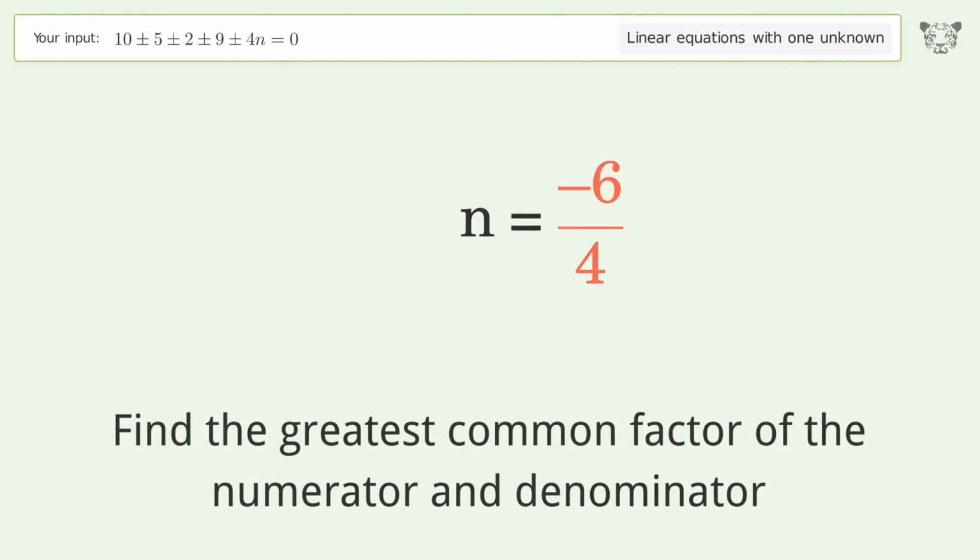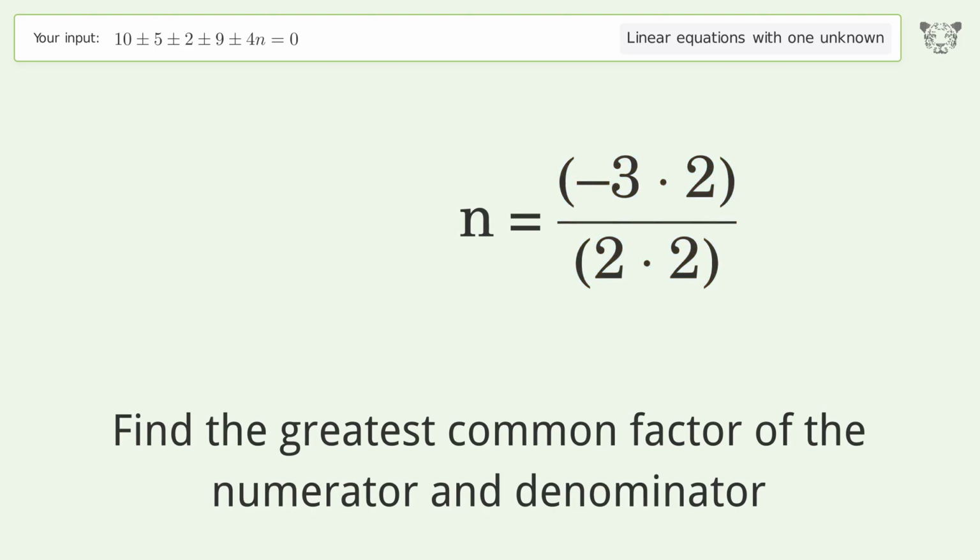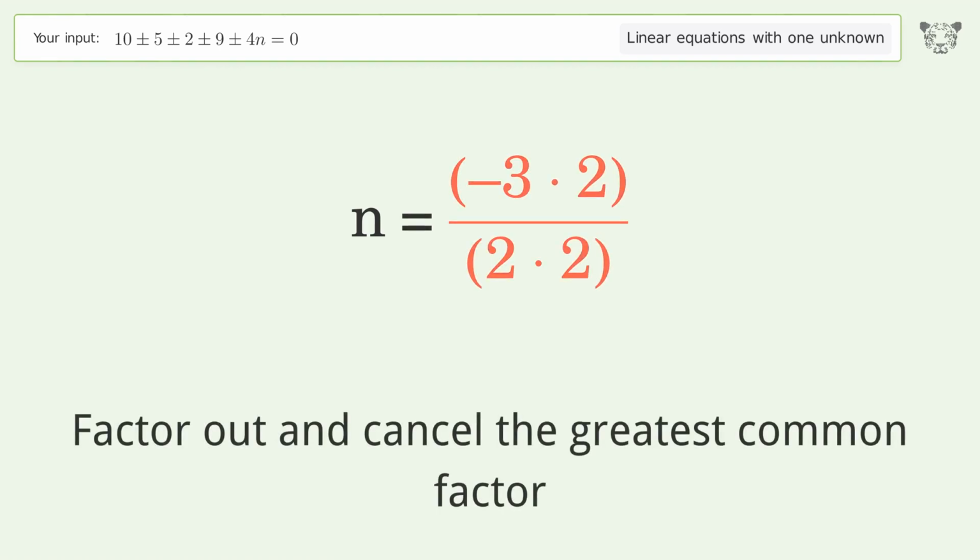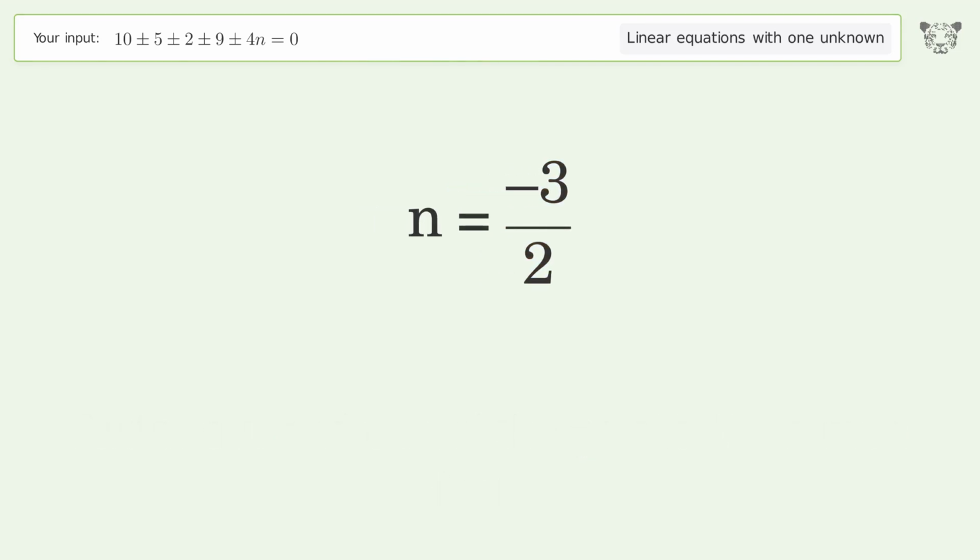Find the greatest common factor of the numerator and denominator. Factor out and cancel the greatest common factor. And so the final result is n equals -3/2.